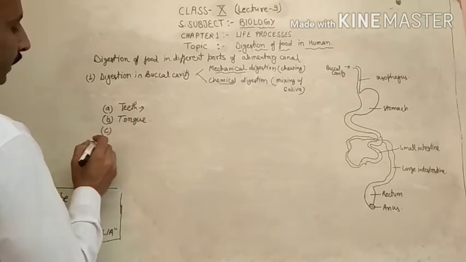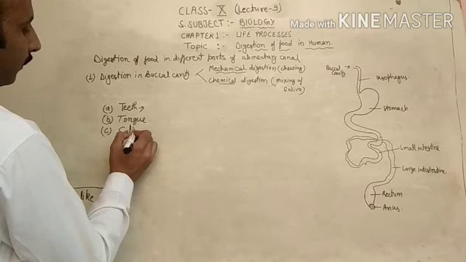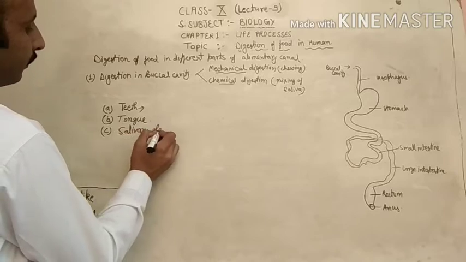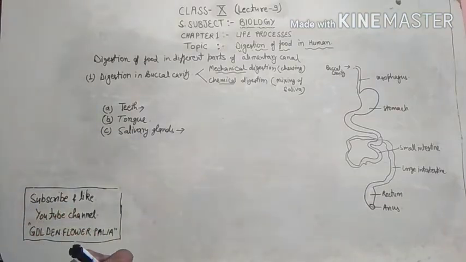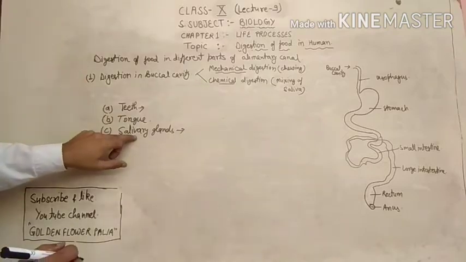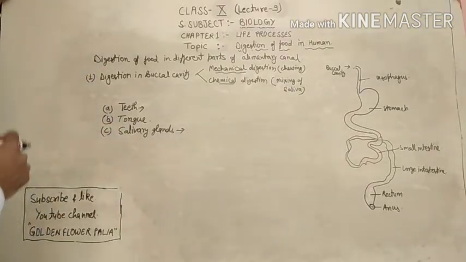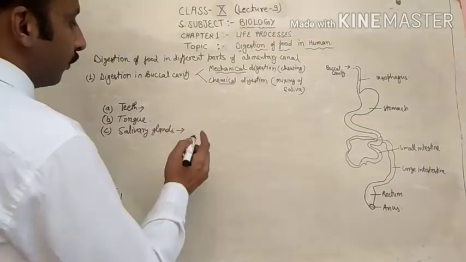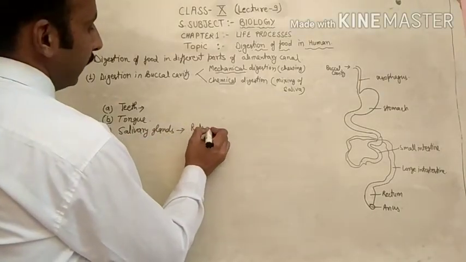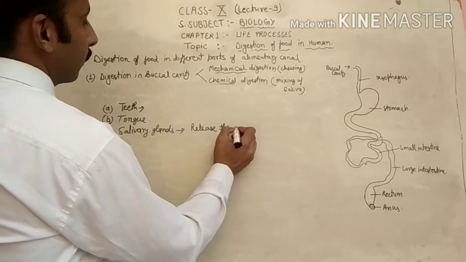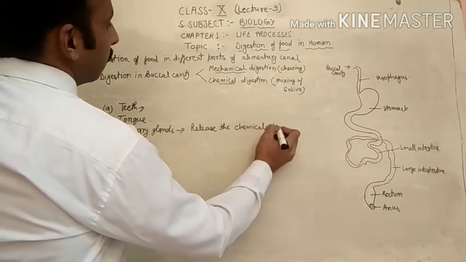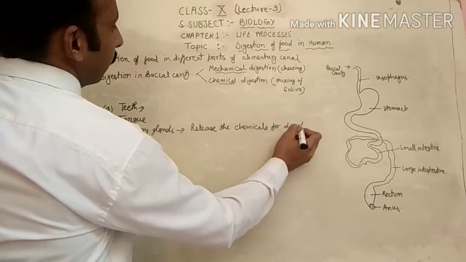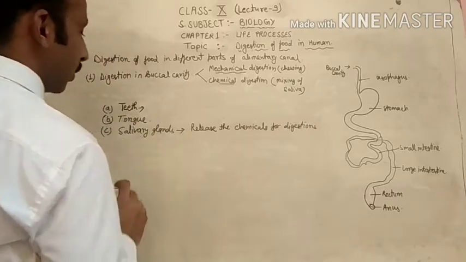Third one is the salivary glands. Salivary glands are the special glands which release the saliva, and the chemical of these glands is helpful in the process of digestion of food. So you can write here, release the chemicals for digestion.